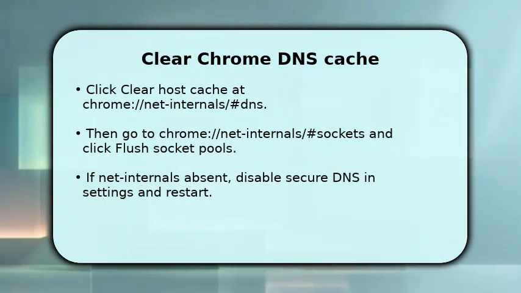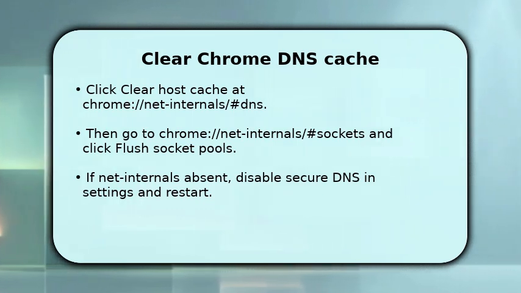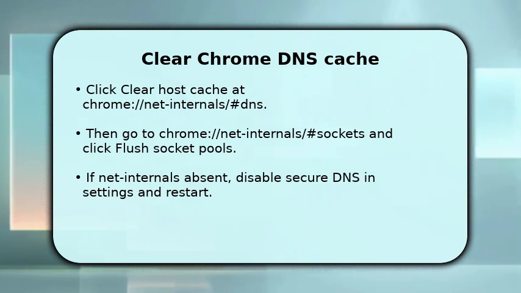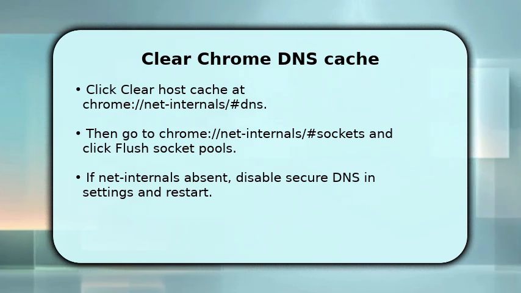Next, go to chrome://net-internals/#sockets and choose Flush Socket Pools so Chrome recreates connections without old DNS bindings. If your Chrome version lacks net internals, open Settings, then Privacy and Security, then Security, and disable Secure DNS, or set it to use your provider.